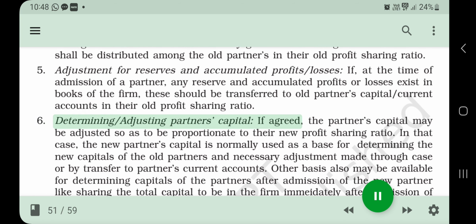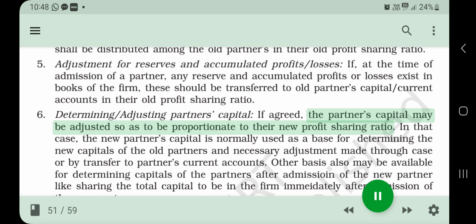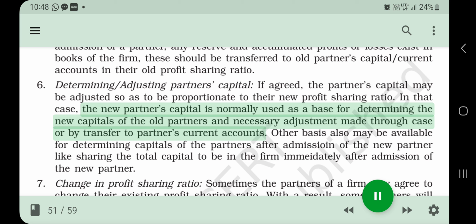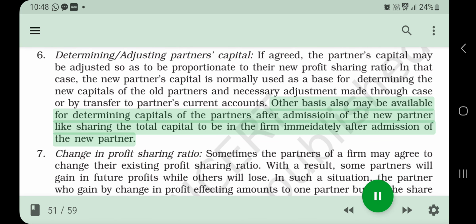6. Determining and adjusting partners' capital. If agreed, the partners' capital may be adjusted so as to be proportionate to their new profit sharing ratio. In that case, the new partner's capital is normally used as a base for determining the new capitals of the old partners, and necessary adjustment is made through cash or by transfer to partners' current accounts. Other bases also may be available for determining capitals of the partners after admission of the new partner, like fixing the total capital to be in the firm immediately after admission of the new partner.